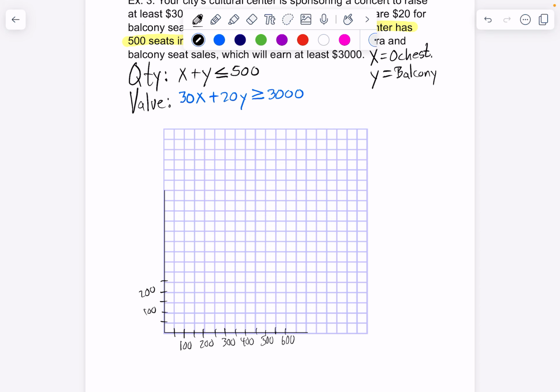Making your intervals is very important. I know that it takes a little bit of time, but it's definitely worth it because it makes your life a lot easier. Okay? And always label your graph as well. Let's go ahead and call this horizontal the X. This is my orchestra seats. And my Y are going to be describing my balcony seats.